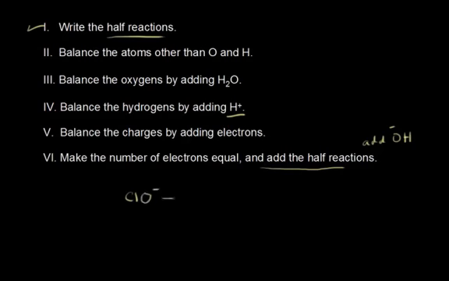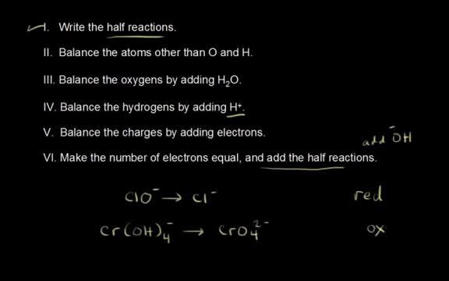So the hypochlorite anion going to the chloride anion here. So this is the reduction half reaction. The oxidation half reaction is the one that involved chromium. So we had this chromium compound, Cr(OH)4 with a negative charge, right, going to chromate, CrO4 2-. So this is our oxidation half reaction.